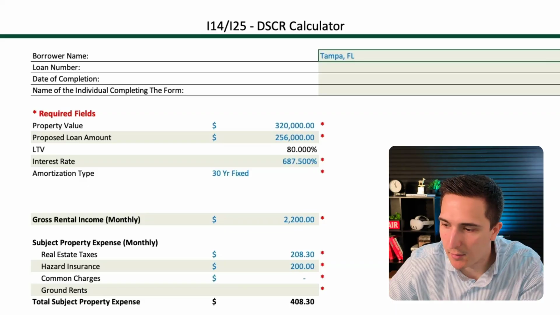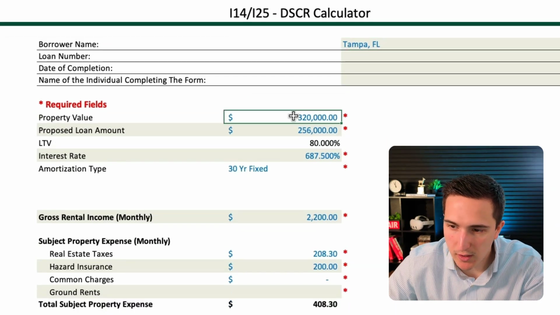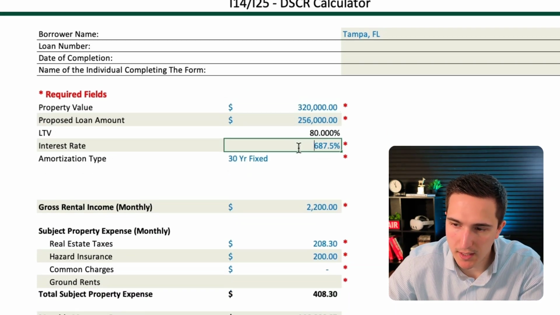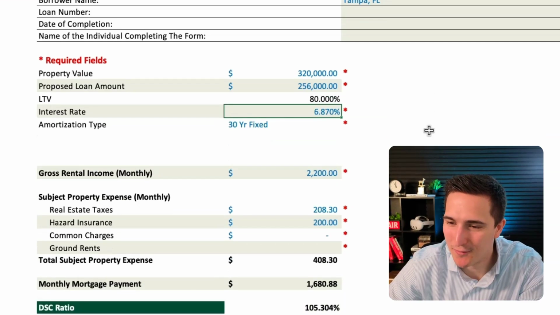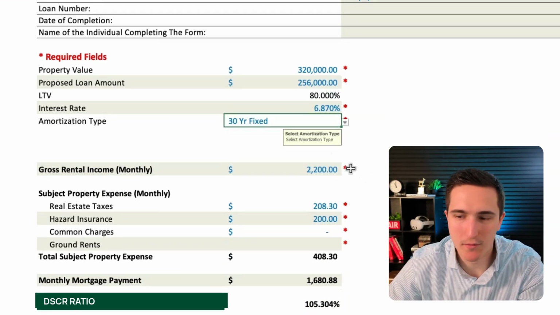So we pull out our DSCR calculator right here for our Tampa property. Now, 320 is the list price. We're putting 20% down, okay? Let's say the rate is 6.87, okay? We're doing a 30-year fixed mortgage, very common for DSCR loans.